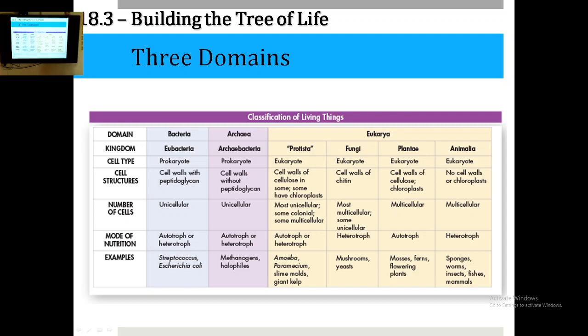Let's check examples of each domain. For bacteria, we have Streptococcus or E. coli, Escherichia coli. For archaea, methanogens and halophiles. For Protista, amoeba. For fungi, mushrooms or yeast. Plantae, any types of plant like flowering plants, and Animalia like worms and insects. You have to know all of the information found in this table because it's a classification table, so make sure you memorize all of the information here.